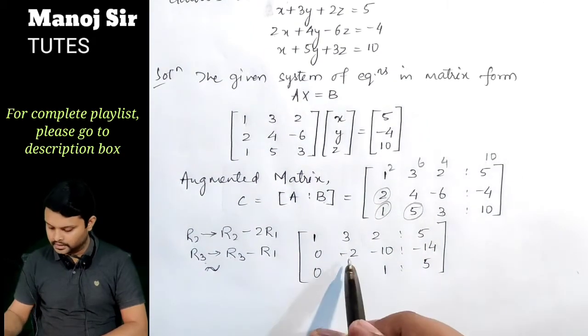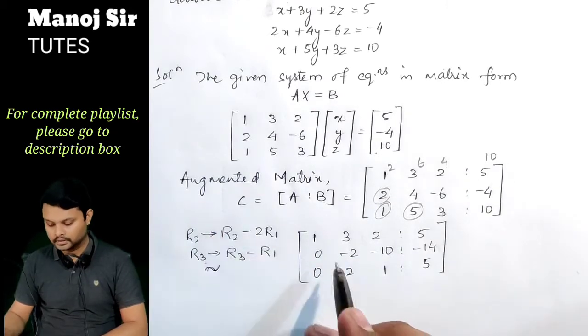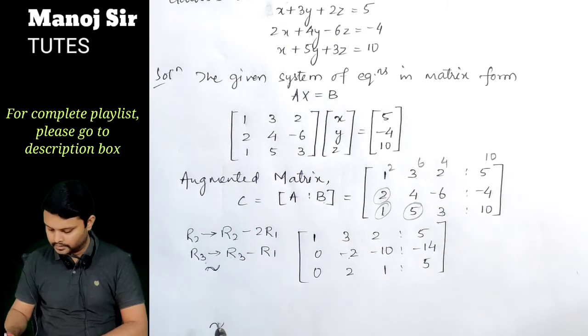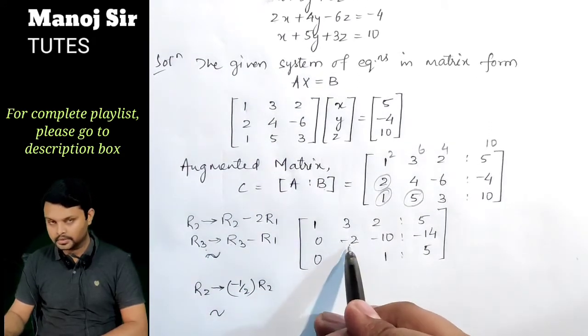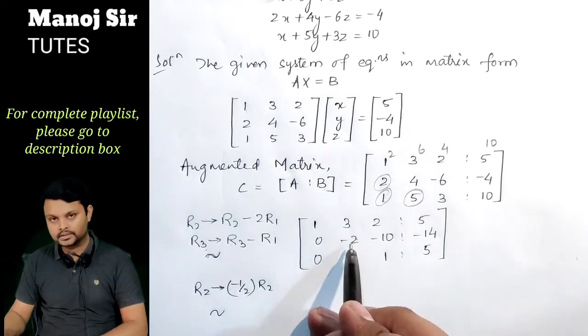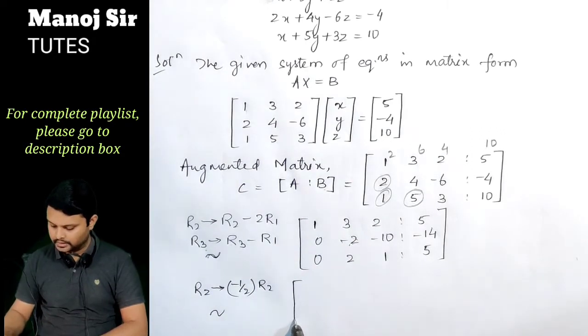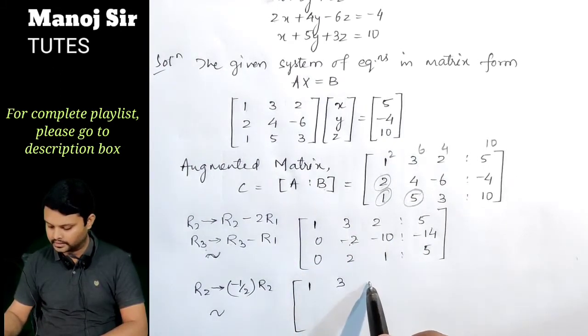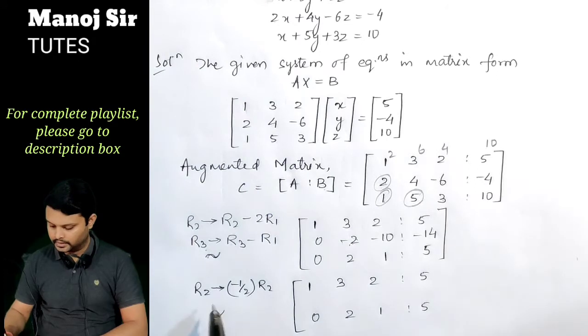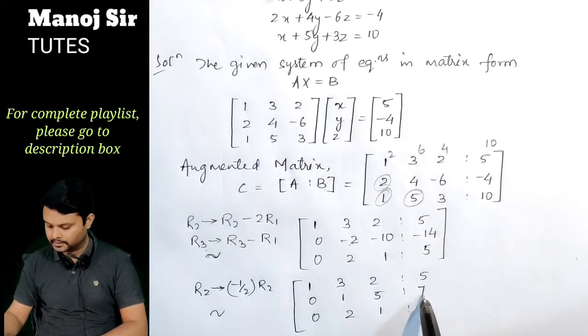Now after this, we must make this element 1. So to make this element 1, we can write R2 tends to minus half of R2, because if you multiply this number with its reciprocal, we'll get this value as 1. There are no changes in the first and the third row, so simply write the first and third row as it is: 0, 2, 1, then 5. Now we multiply minus half in the second row. This is 0, this will become 1, this will become 5, and this will become 7.